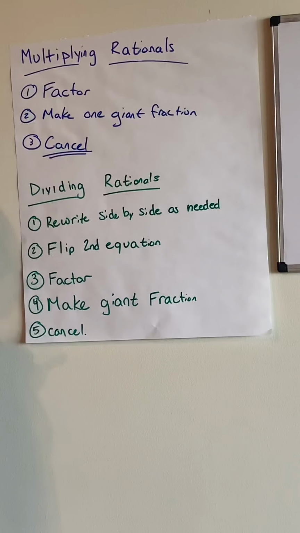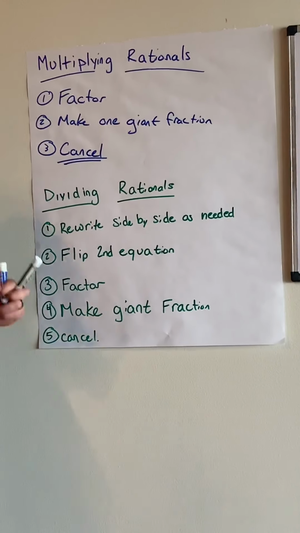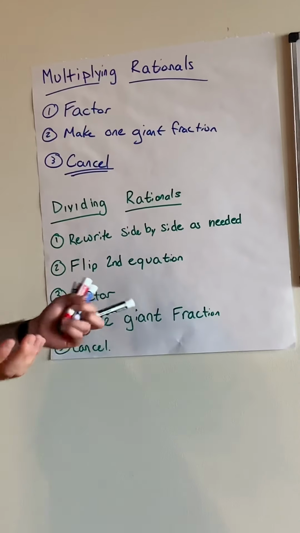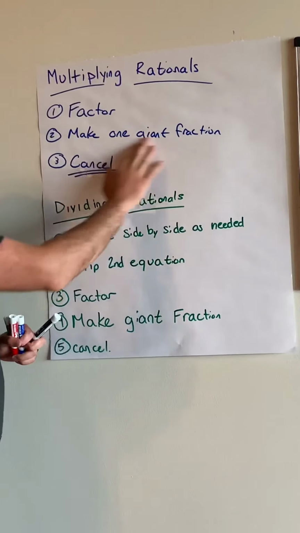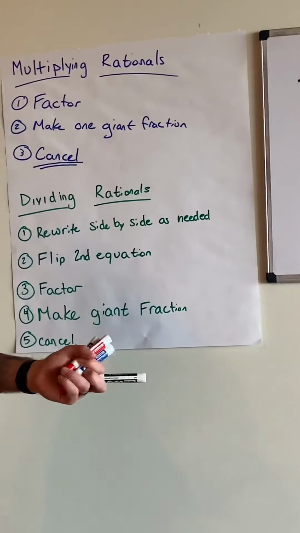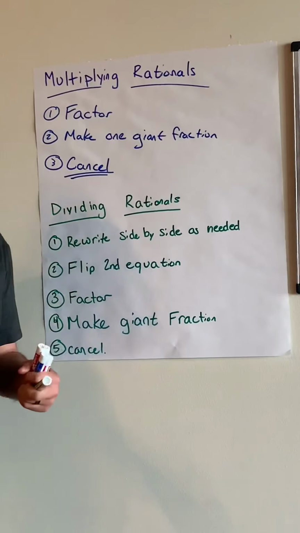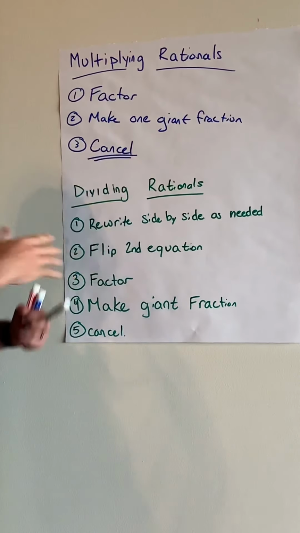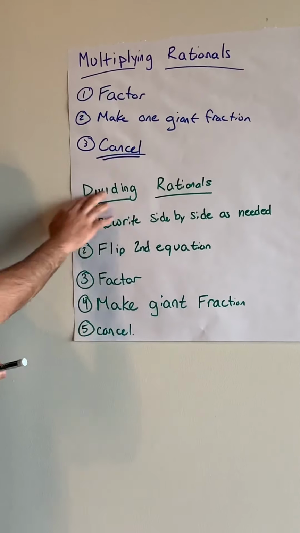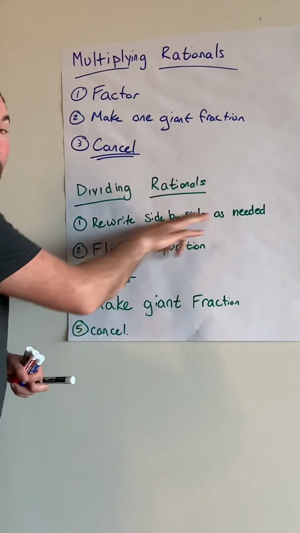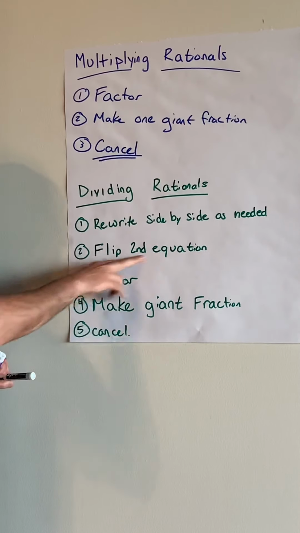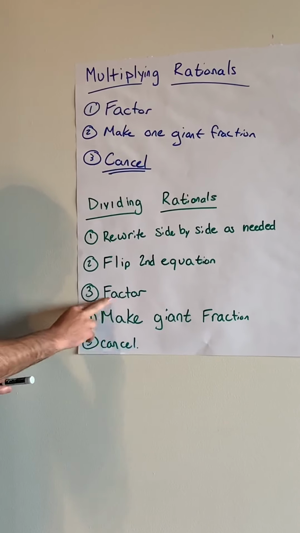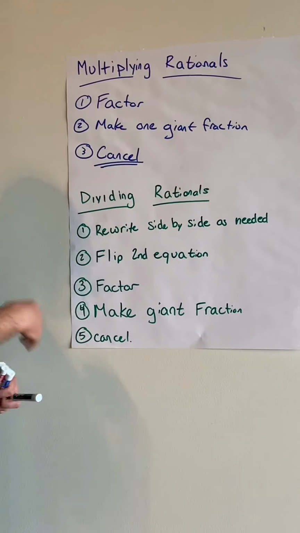Multiplying rationals. Similar to how we simplified rationals last week, which was just factoring and canceling stuff out, we had to add something in here where we make it one giant fraction, and you'll see what I'm talking about in a second. So factor, make it a giant fraction, cancel. Nothing too crazy. When we get into dividing rationals, you're probably going to have to rewrite it. You're going to have to flip that second fraction and then repeat your multiplying process. Factor, make it a fraction, and cancel from there.